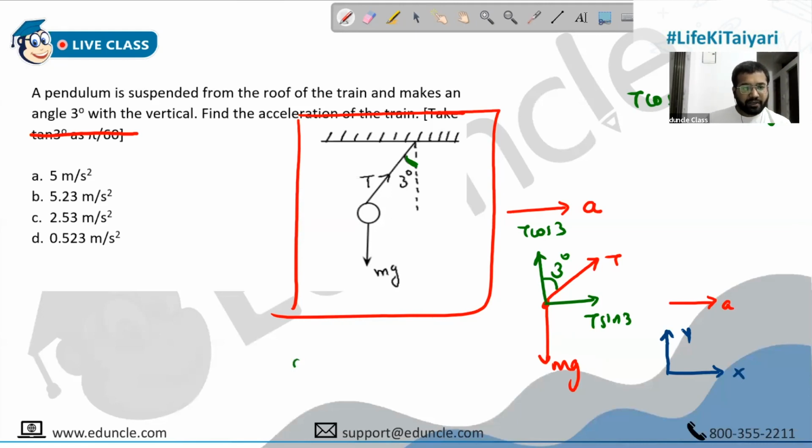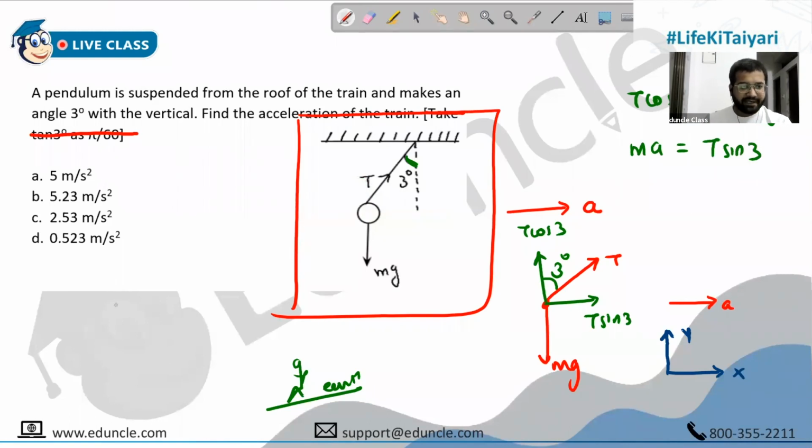Next, however, you are observing from outside. Remember, you are attached to Earth. You are seeing that the train is moving in the forward direction, so there is mass into acceleration on the right side. However, it is not oscillating up and down, and hence you said upward equals downward. But you are seeing that the train is going to the right side, so mass into acceleration. Who is the force on the right side? There is only one force on the right side, and that is T sin 3.